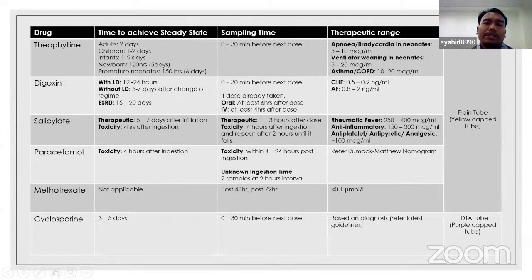Okay, for cyclosporine, time to achieve steady state is usually 3 to 5 days. And sampling time is 30 minutes before the next dose. And therapeutic range is based on diagnosis. Usually, if I'm not mistaken, 100 to 500 mcg per ml is our main target level. For sample tube, for cyclosporine, we need to use the EDTA tube. If you use the plain tube, it will affect our blood sample.